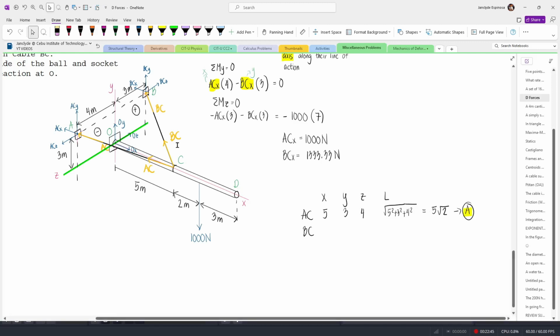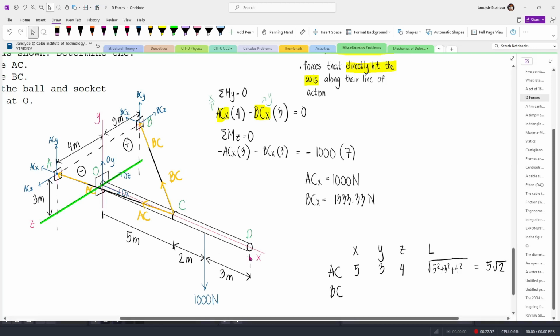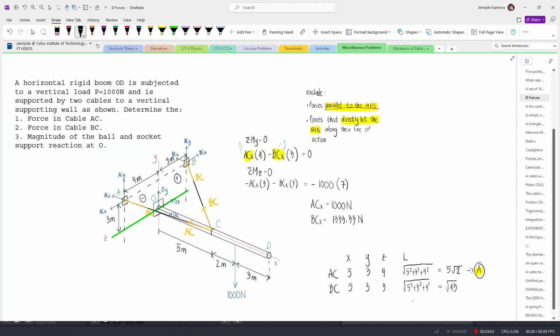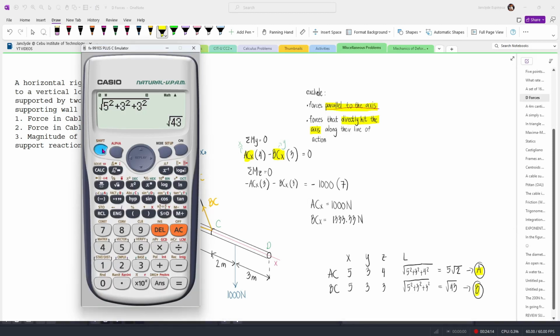Now for the second one, BC, our x component is the distance along the x-axis, from this point up to here. That's still 5 meters. The distance along y is also 3 meters. For the z component, from this point up to this point, parallel to the z-axis, that's 3 meters. So the length is the square root of 5 squared plus 3 squared plus 3 squared, which is the square root of 43. We'll store this value into B. So shift store, and then B. This is A, so 5 square root of 2 equals this value.